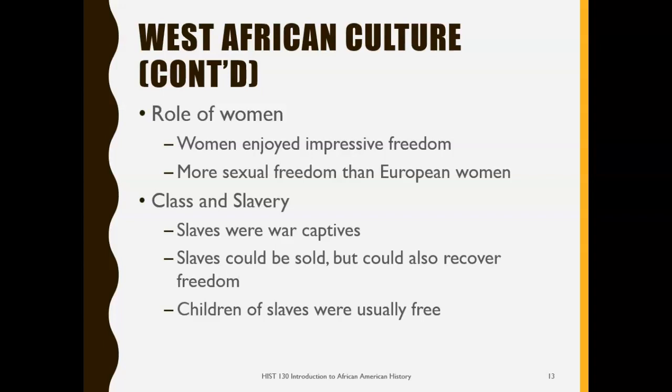African society also was divided into different social classes, including a class of slaves. But the slaves in West Africa were generally war captives. So these are people who were captured during wars between kingdoms or between ethnic groups or tribes. The slaves also could be sold, but the most important thing in Africa was that the children of slaves were not slaves themselves. So these children were free.